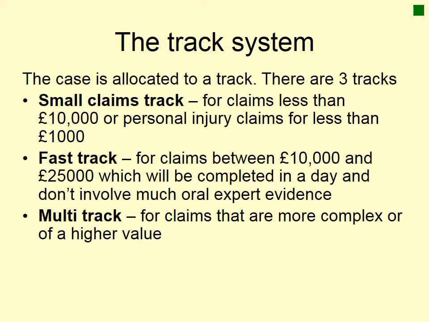So we look at how much each matter has lost in order to work out which track the case will be allocated to. So the small claims track is used for matters less than £10,000 or for personal injury claims for less than £1,000. The fast track is for claims between £10,000 and £25,000, which will be completed in a day and don't involve too much complex oral evidence. And the multi-track is for cases which are more complex and of higher value, above £25,000.